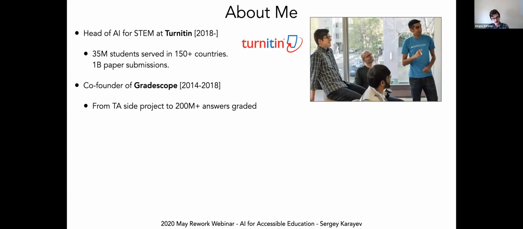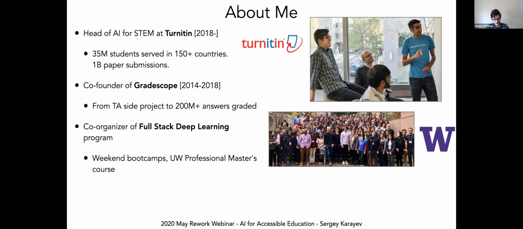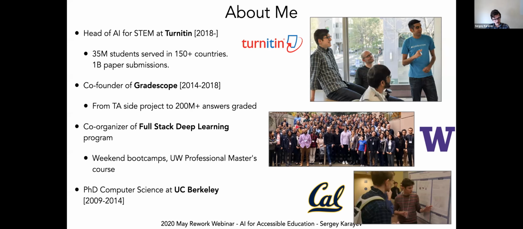I came to Turnitin because they acquired a company that I co-founded called Gradescope, which started as a TA side project and expanded to be a company. And today we have over 200 million answers graded by over 20,000 different instructors at many, many different schools around the world. I'm also a co-organizer of a program for full stack deep learning. So it's a program that has weekend boot camps. And I'm also teaching the University of Washington Professional Master's course in full stack deep learning. And before that, I finished a PhD at Berkeley in computer science, where I was doing research in computer vision mostly.